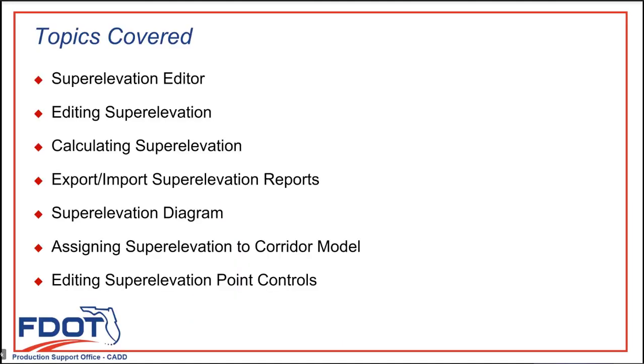We're going to be digging into the super elevation editor, making edits to the super elevation, calculating the super elevation. We'll show you how to export and import the super elevation, generate reports, edit it in Excel, and create a super elevation diagram. And then, to finish it up, assign the super elevation to the corridor model and make some edits to the actual point controls after it's been assigned. All right, let's get started.